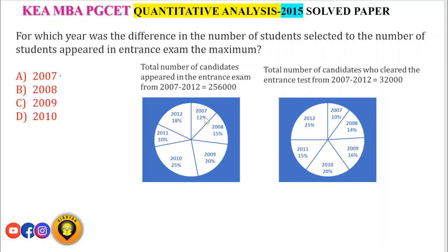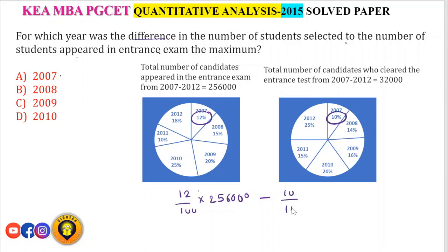2007. The number of students who selected is 12% of 2,56,000. You have to find the difference between the number of students who appeared in the entrance exam and the number of students who selected. Selected students in 2007 is 12% of 2,56,000.